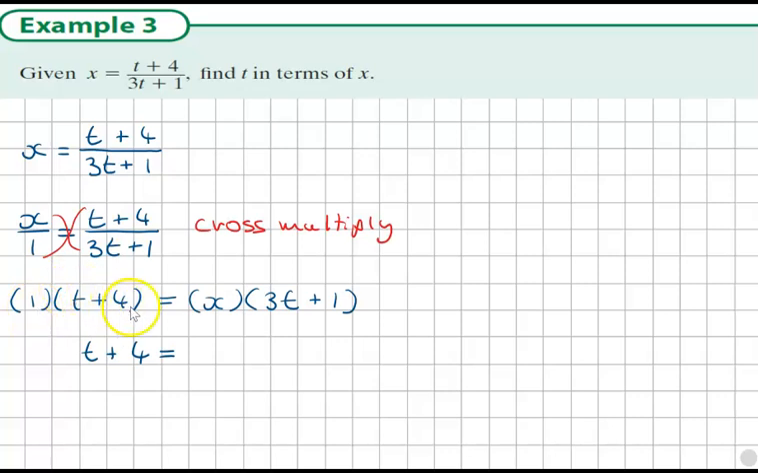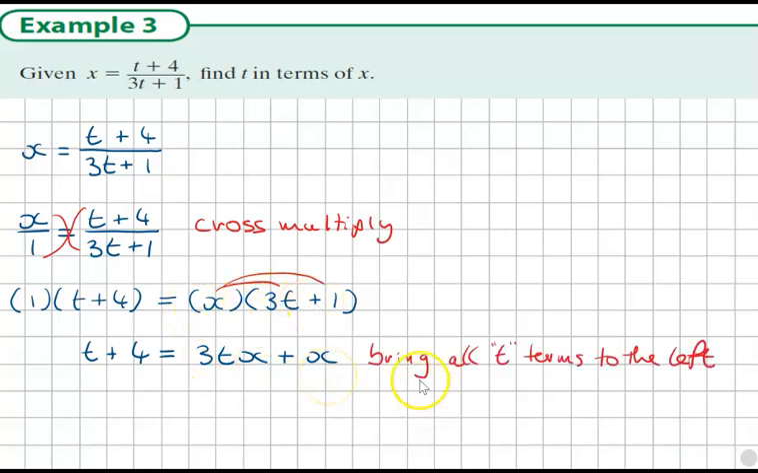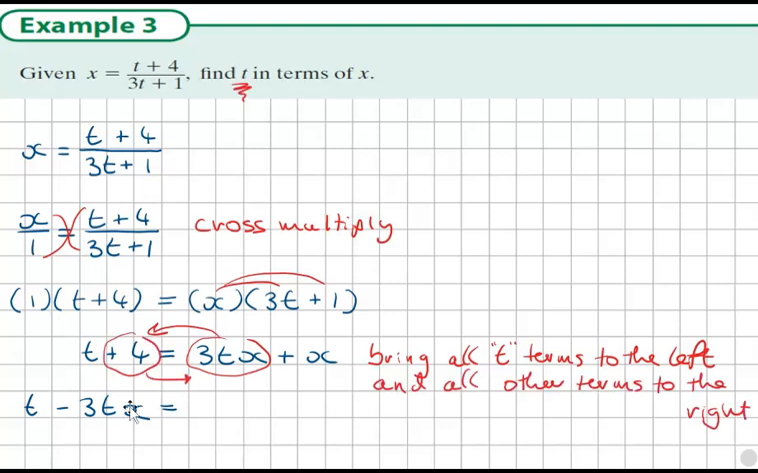So 1 multiplied by t plus 4 is just t plus 4. Then x times 3t is 3tx, and x times 1 is x. So I'm going to bring all the t terms to the left of the equal sign. So 3tx comes over and becomes minus 3tx. And then I bring all the other terms to the right. So the plus 4 comes over and becomes minus 4. So I have t minus 3tx equals x minus 4.